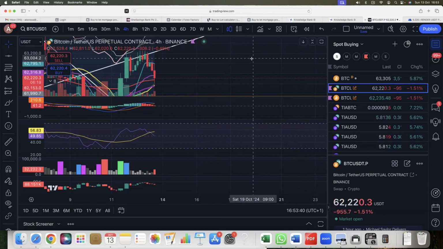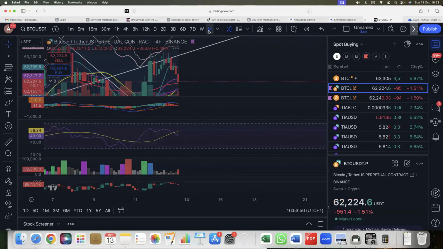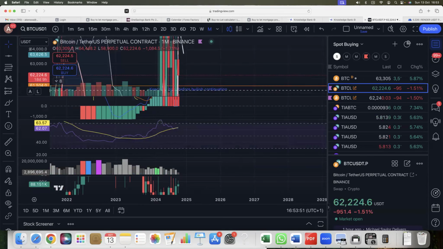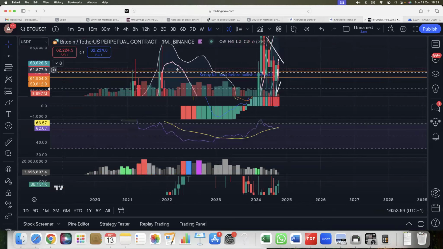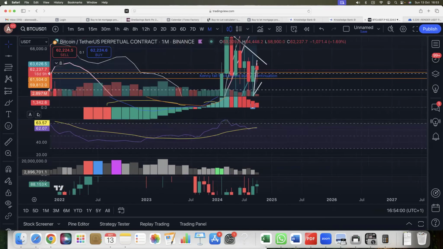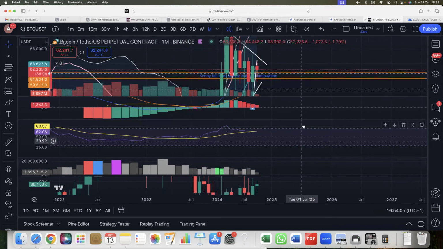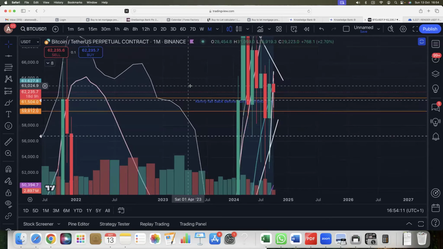Okay, so let's look at Bitcoin and see what Bitcoin is doing. Let's start on a higher time frame, which is the monthly chart, because we're almost there with our data set. Let's try and make this smaller so we can see what's going on there. Let's make this bigger first.